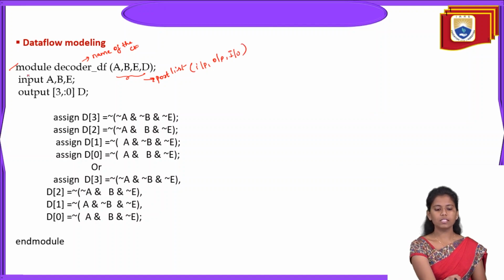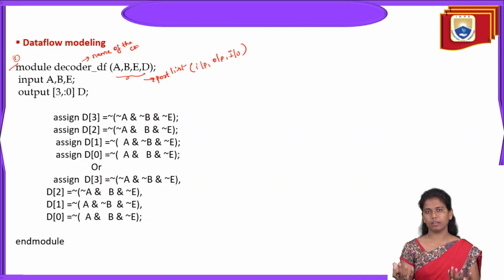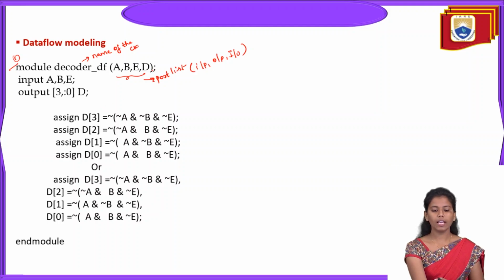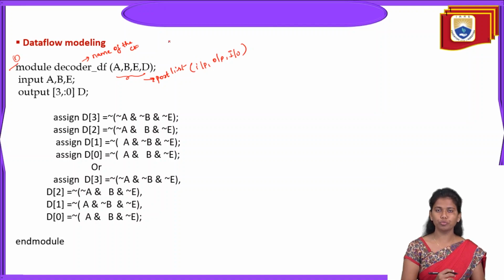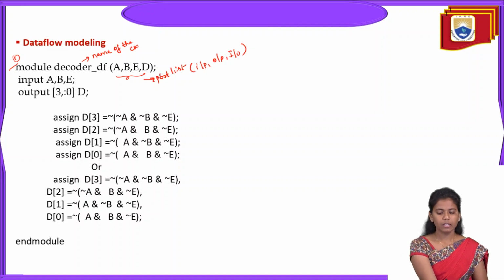Always remember that this is a very basic first step in coding. When you are writing the code of a particular module, you have to mention the keyword module, then the name of the module, and then the port list. That port list should contain the input ports, output ports, and the in-out ports. So here, as we are discussing the 2 to 4 decoder, remember that in the port list I have mentioned what my inputs are, what my outputs are, and the in-out ports as well.